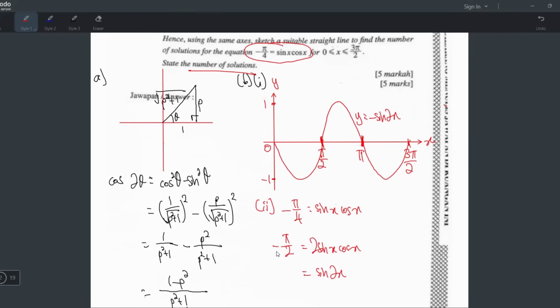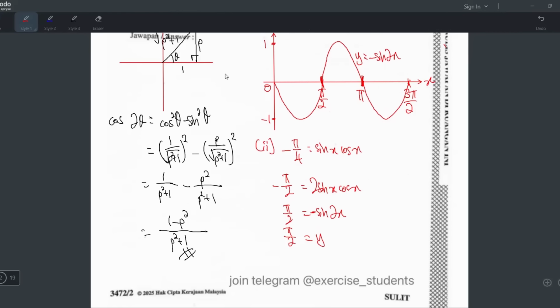Or you can also change the sign for everything. Negative becomes positive, this one becomes negative. Yeah, can also. Alright, now you can get your y already, because the negative sine 2x is your y. So y is pi over 2. And this is the equation of the straight line: y equals pi over 2. And your job now is to draw this line right here and find out the number of solutions.